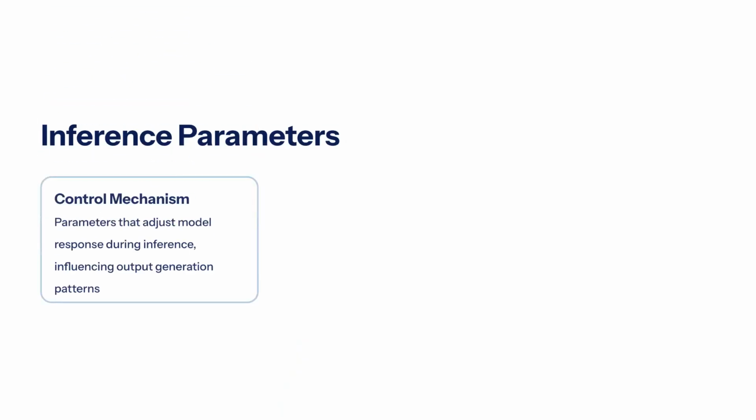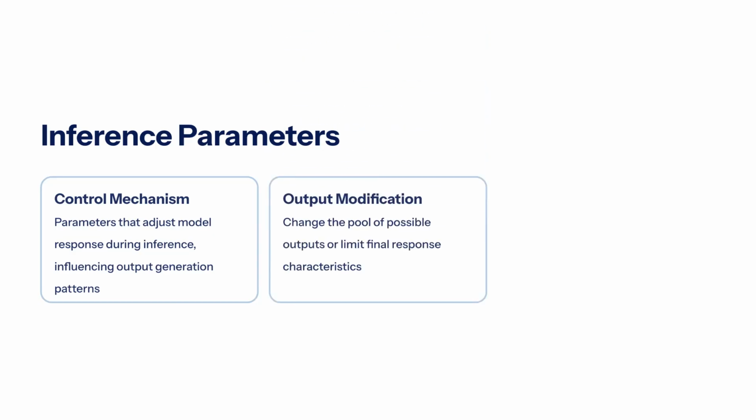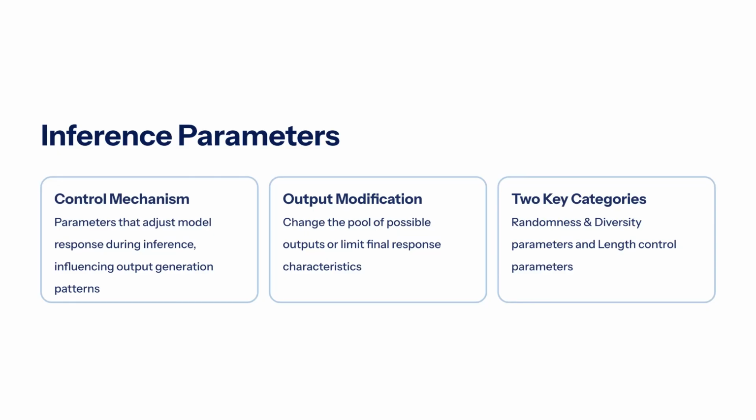So, the very first and obvious question is, what are inference parameters? When running model inference, you can adjust the inference parameters to influence the model response. Inference parameters can change the pool of possible outputs that the model considers during generation, or they can also limit the final response. The following categories of parameters are commonly found across different models: randomness and diversity, and length. Let's take a deep dive into each one of them and understand what they mean.